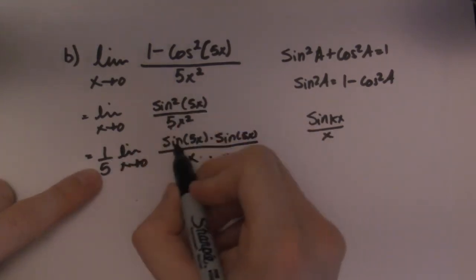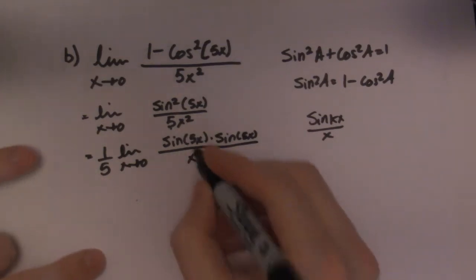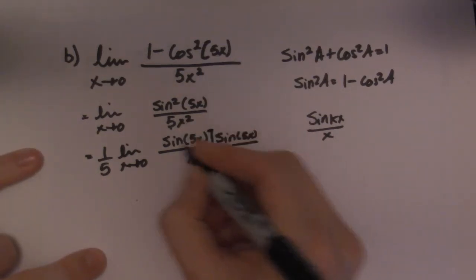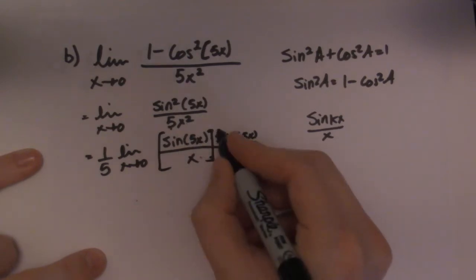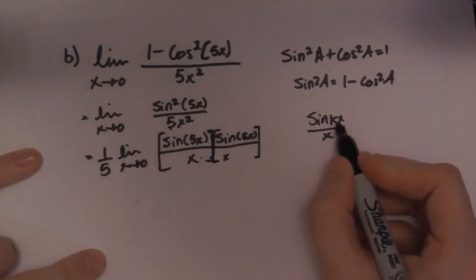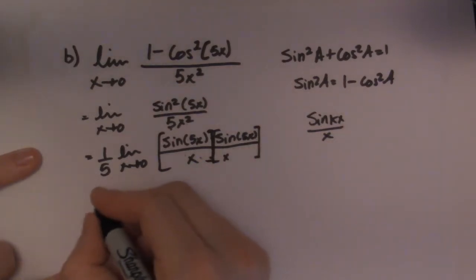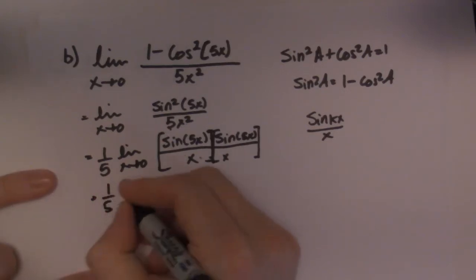And then I broke this up into sine 5x and sine 5x, and the x squared and the x times x. So you can see what I have. I have, right here, sine 5x over x, and I have sine 5x over x, which is essentially this. So sine kx over x is equal to k when we take the limit of it as x goes to 0.